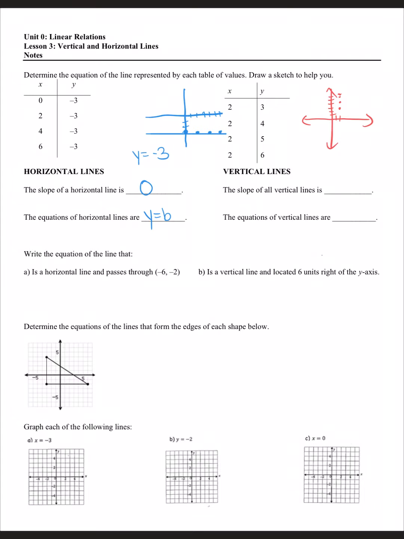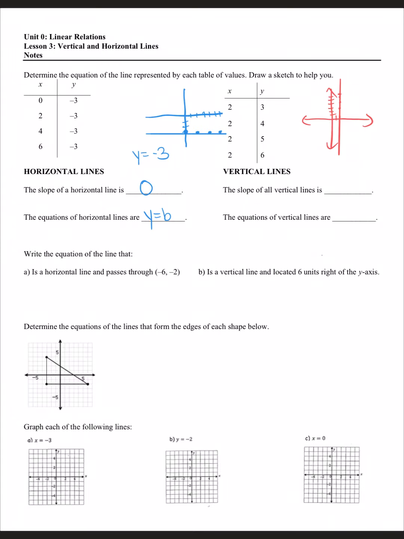Just get my ruler in place. Make sure you always have your ruler so you have a nice straight line. Okay, and you can see that in this case, where all of our x values are exactly the same, we ended up with a vertical line.